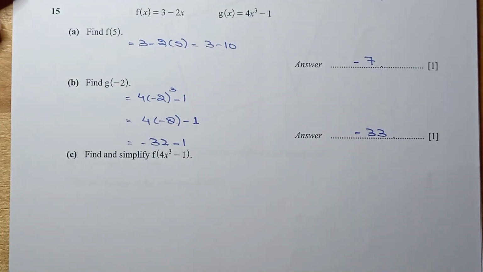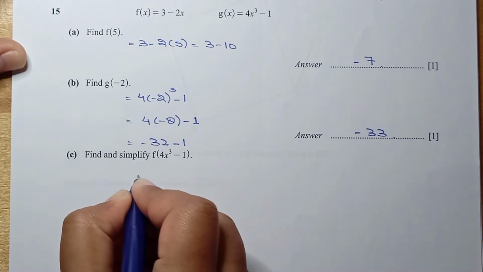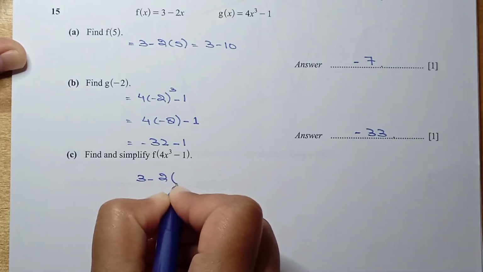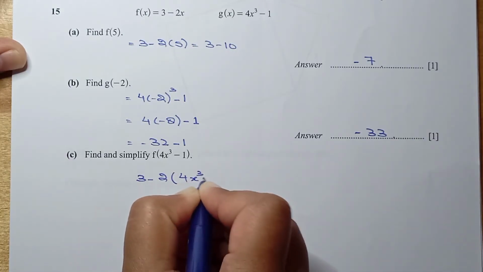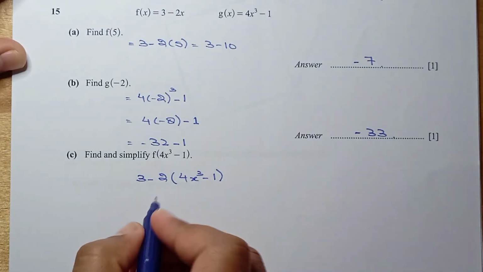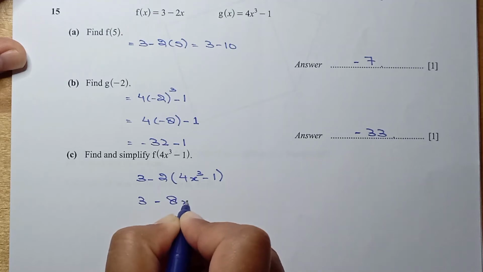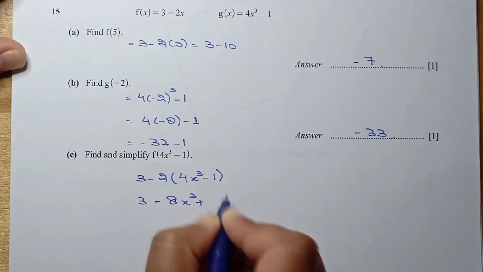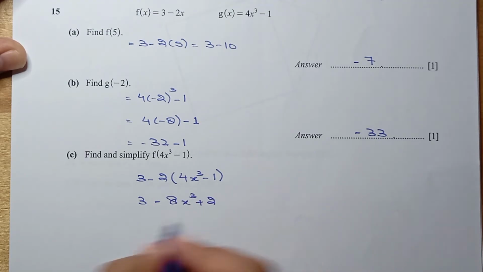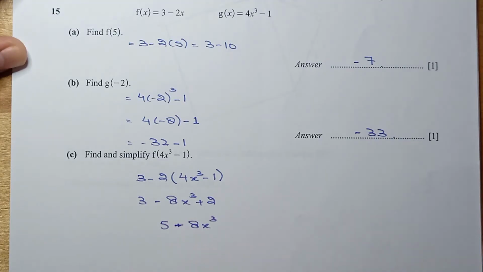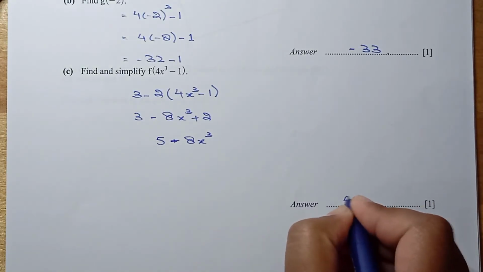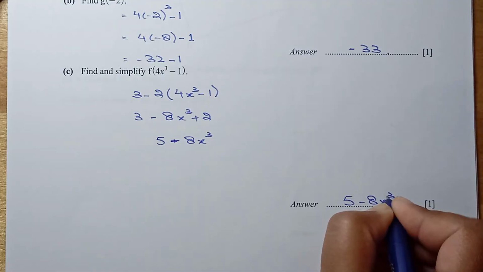Now for C part, find and simplify f of 4x cubed minus 1. So we have 3 minus 2 times (4x cubed minus 1). Right? So 3 minus 2 times 4x cubed is 8x cubed, and positive 2 times 1 would be 2. So this would equal 2 plus 3, which is 5, minus 8x cube. This is the simplified expression: 5 subtract 8x cube.